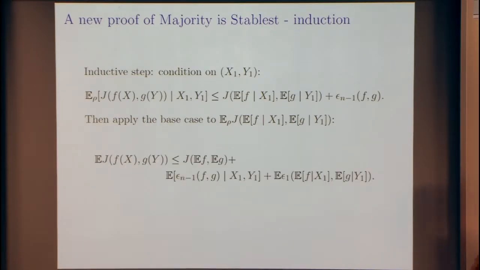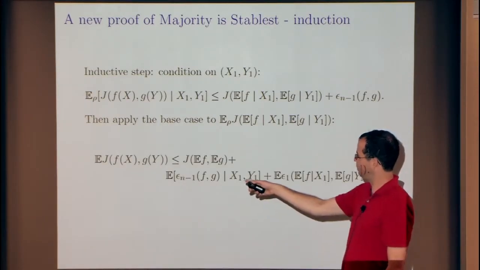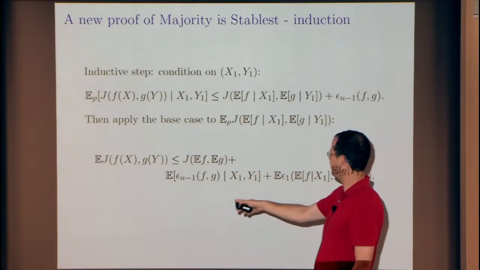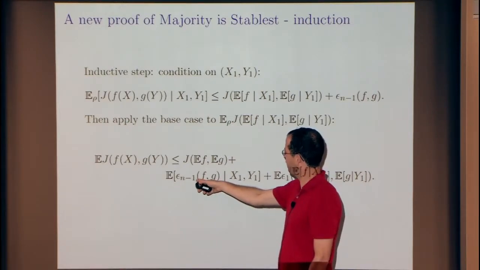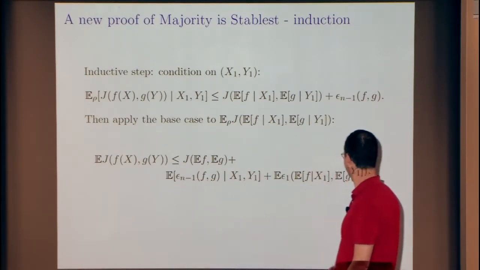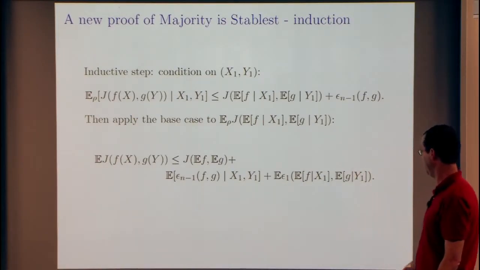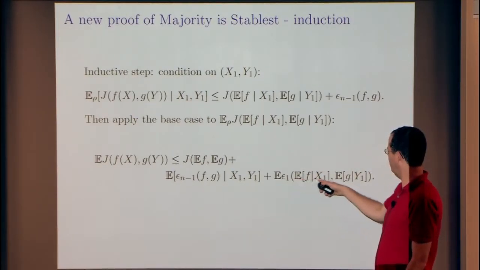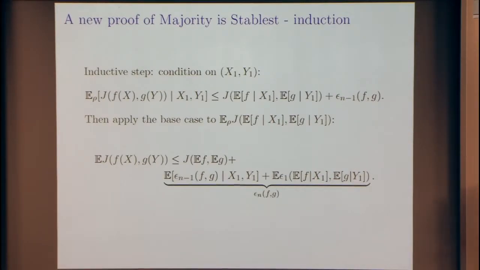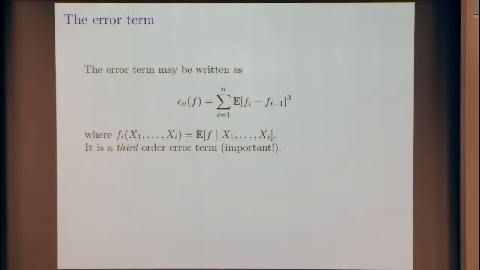And what you're going to get is that the expected value of f and g is upper bounded by what you want, plus the expected value of the error of order n minus 1 when you take expectation over x1 and y1, and the expected value of the error of order 1 when you look at the two expectations conditioned on x1 and y1. So we are just going to call this error epsilon n. So what is this error? If you write it down, you get a pretty nice expression.